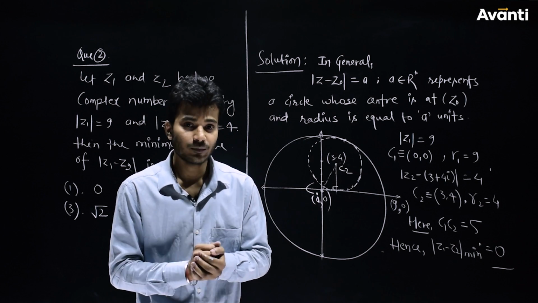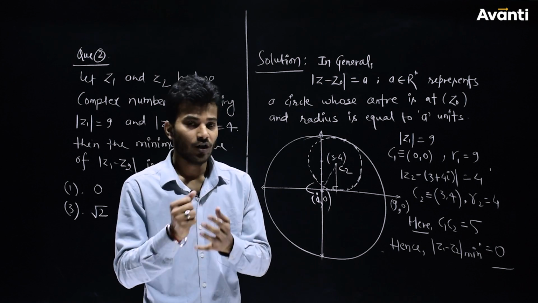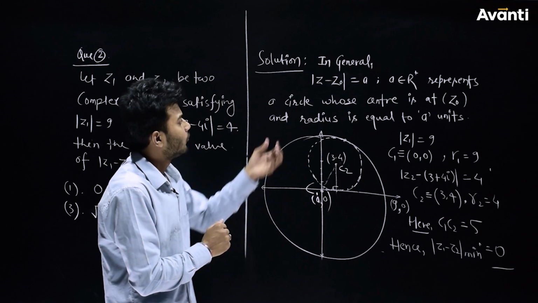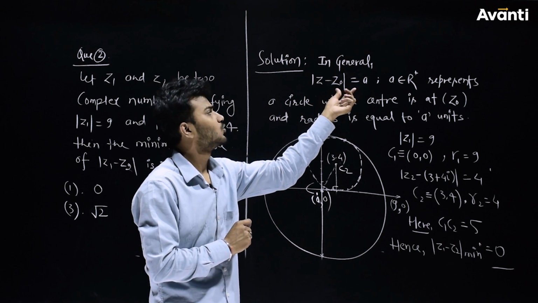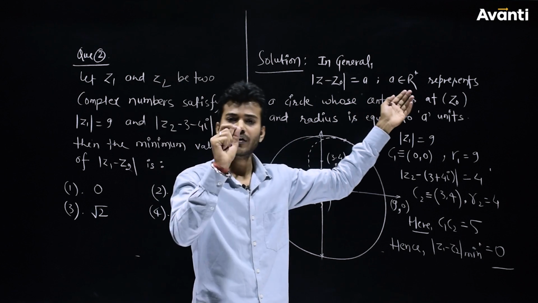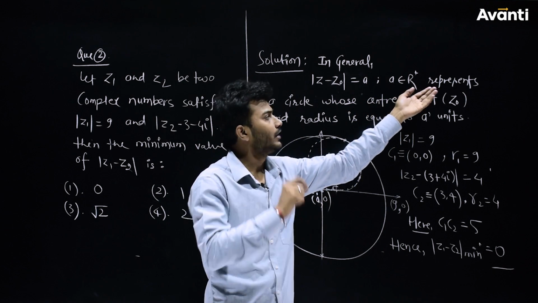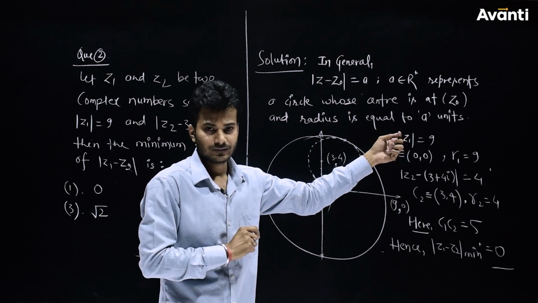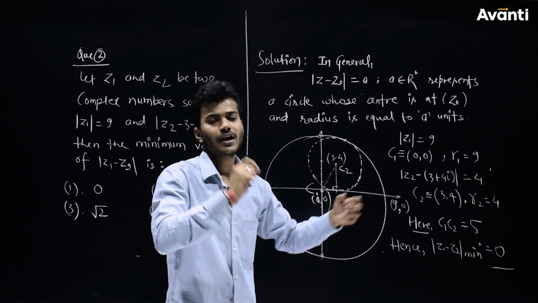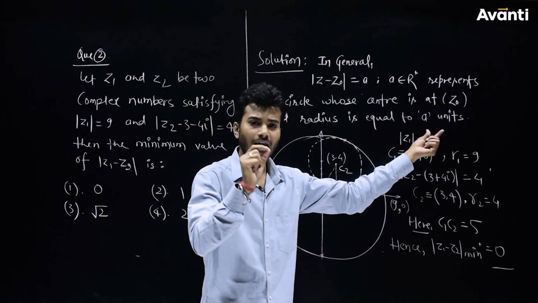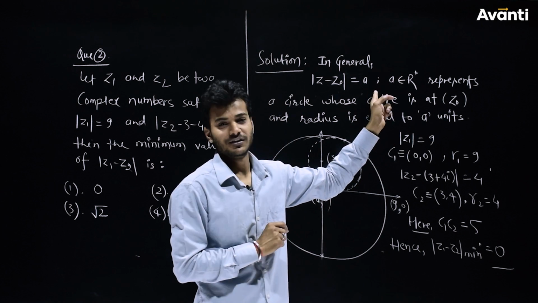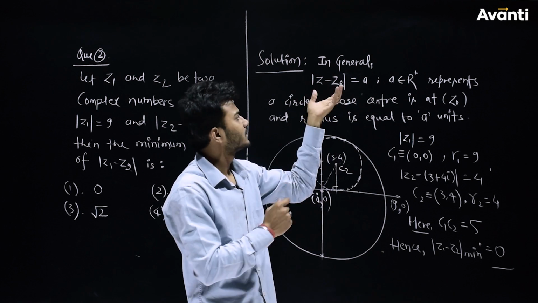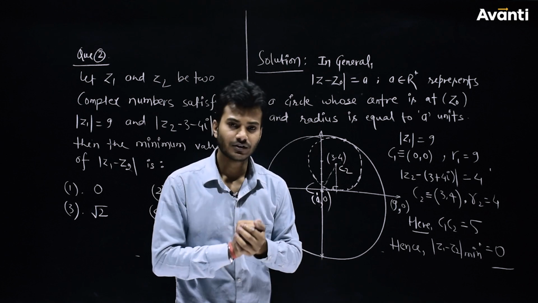Rather than that, what we can do is use geometry. Now let's come to the geometry. In general, |Z − Z0| = A, where A belongs to the positive real numbers, represents a circle whose center is at the point Z0 and radius is equal to A units. As A is the radius, it has to be a positive real number. So far, this is |Z − Z0| = A, a circle.